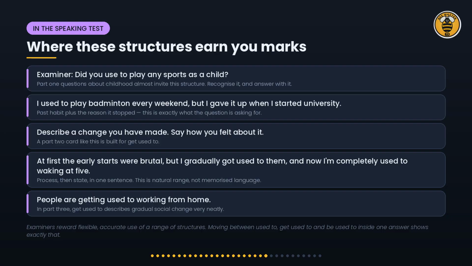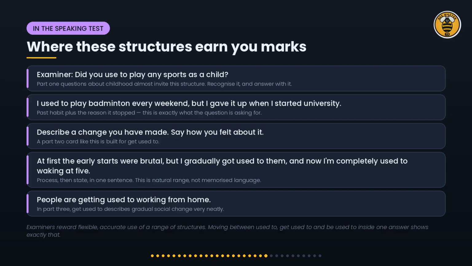In part 2, a card like describe a change you have made is built for get used to. At first the early starts were brutal, but I gradually got used to them, and now I'm completely used to waking at 5. Notice what happened there. Process first, then state inside one sentence. That is natural range, not memorized language.